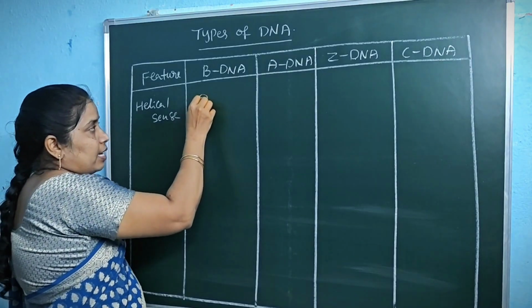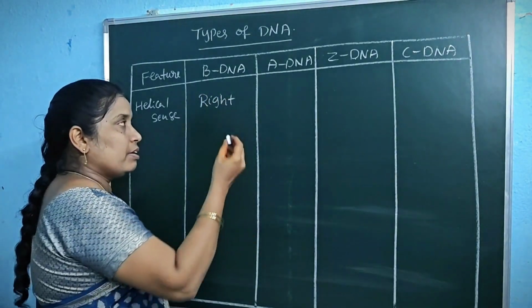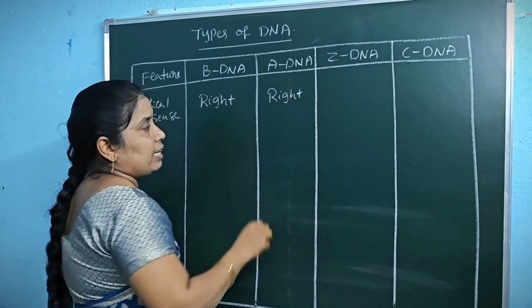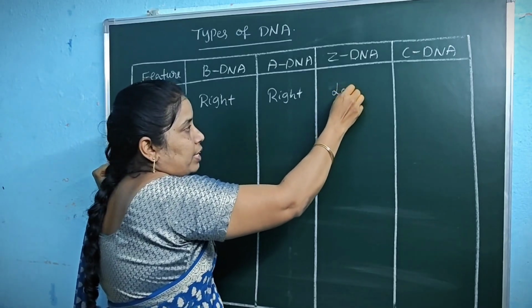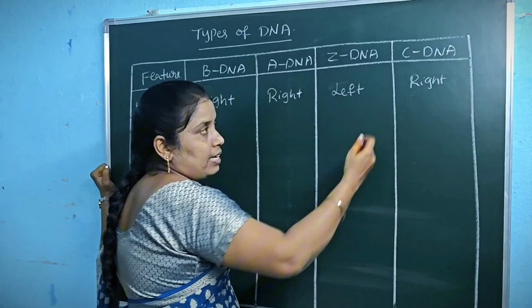B-DNA is a right-handed helix. It shows the right-handed helix. A-DNA also shows a right-handed helix. Only Z-DNA shows a left-handed helix. C-DNA also shows a right-handed helix.